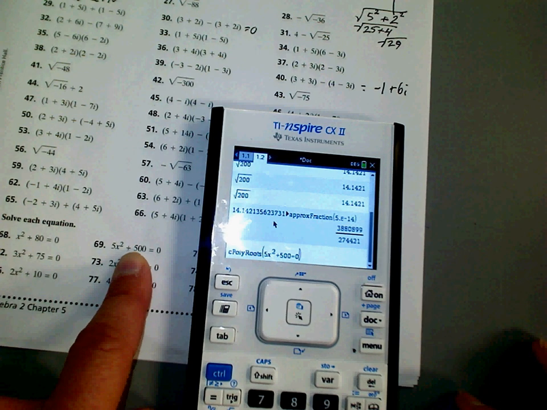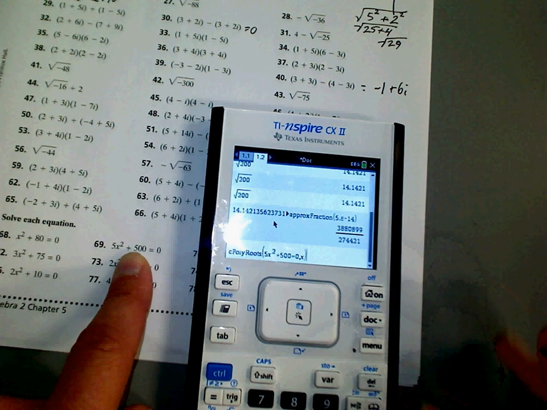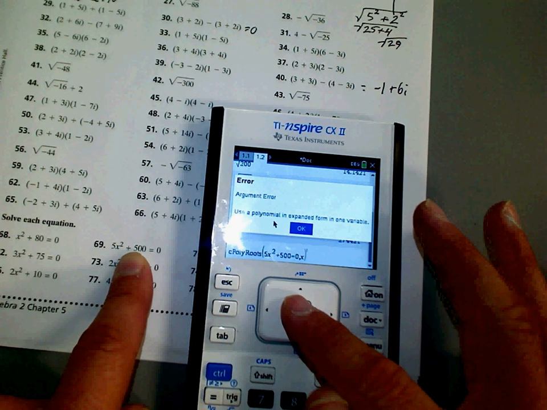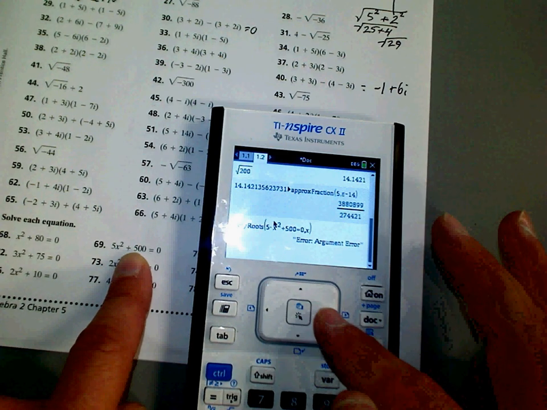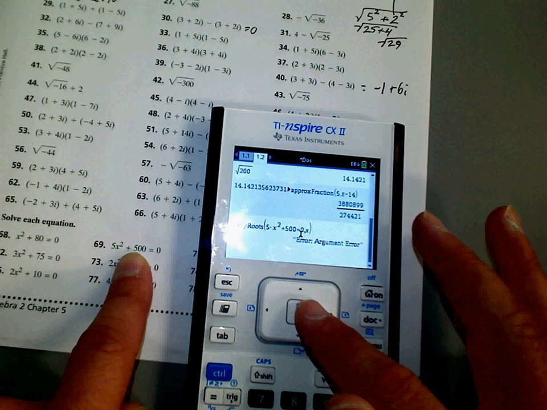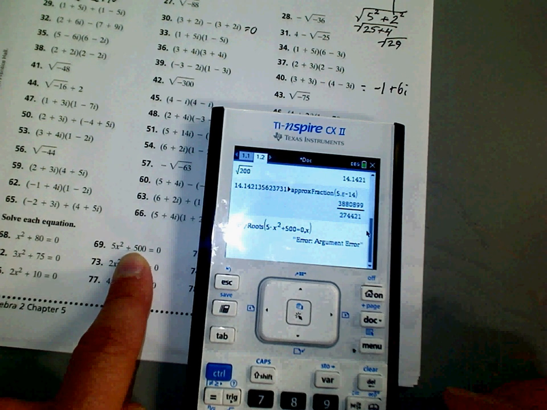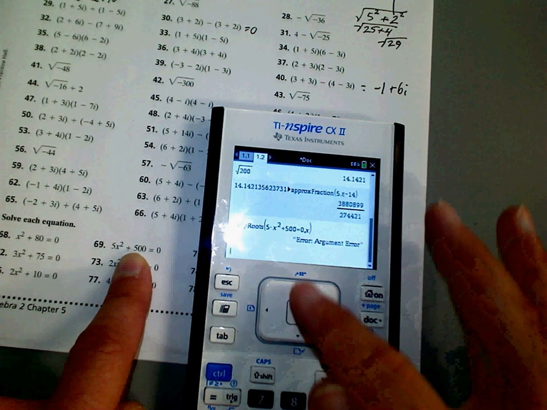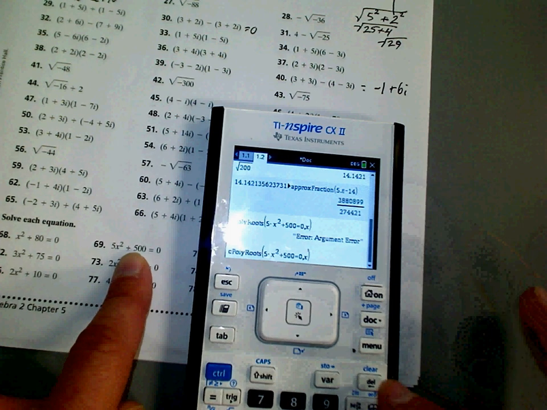That's right. Very good. I need to put a comma. Say I'm solving for x. It says use a polynomial in expanded form in one variable. Oh, you know what I did? No, I didn't. Did all y'all get an error as well? Well, let's go back and adjust it. I think I have to put the x.